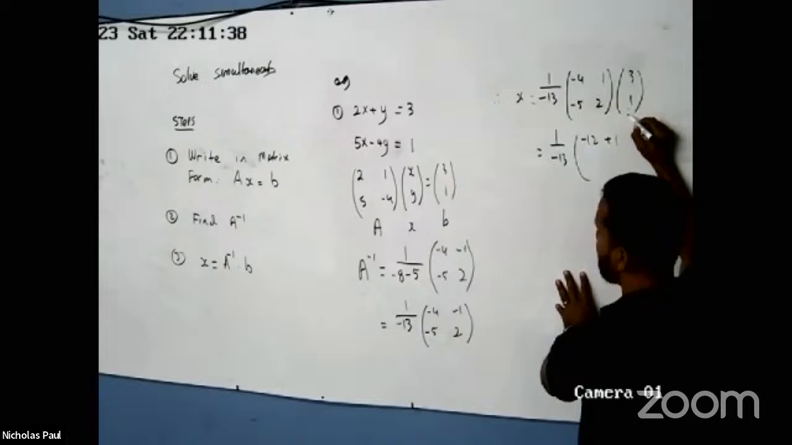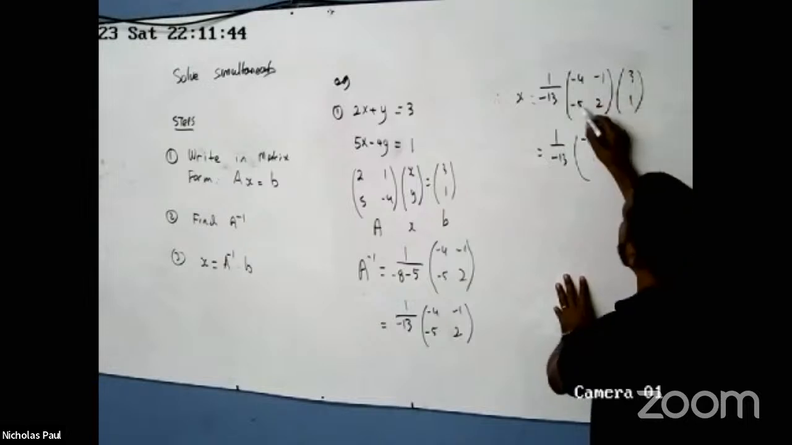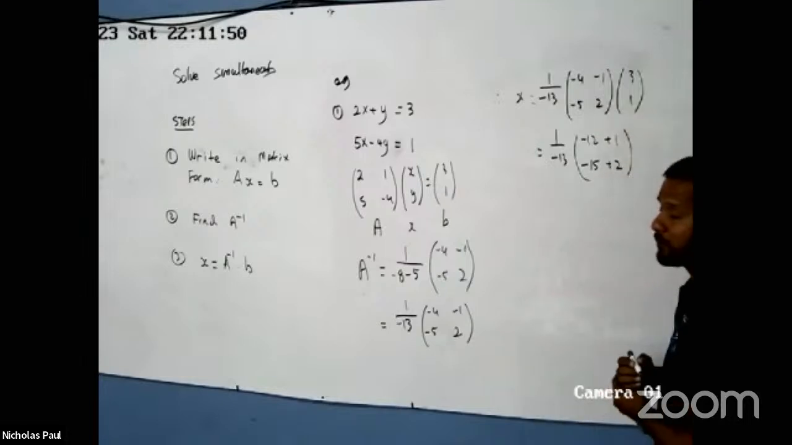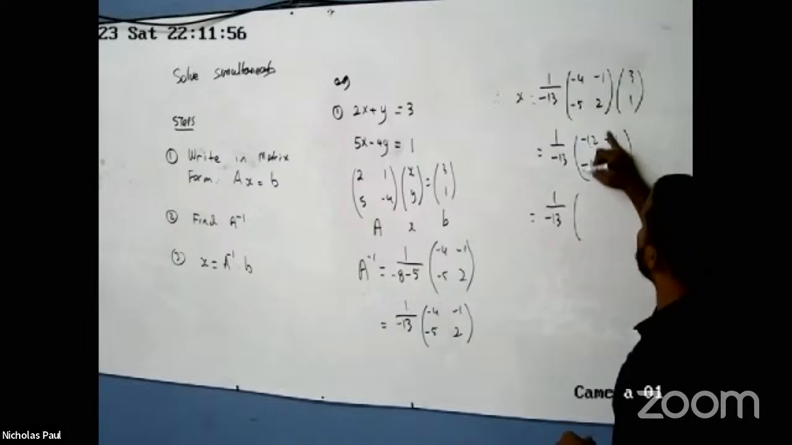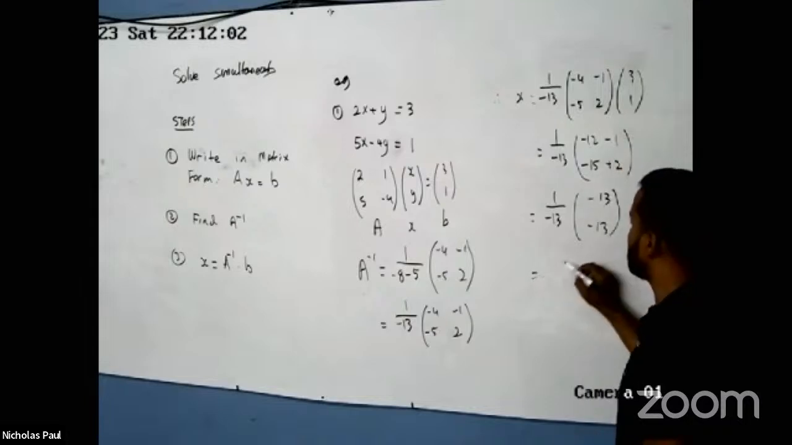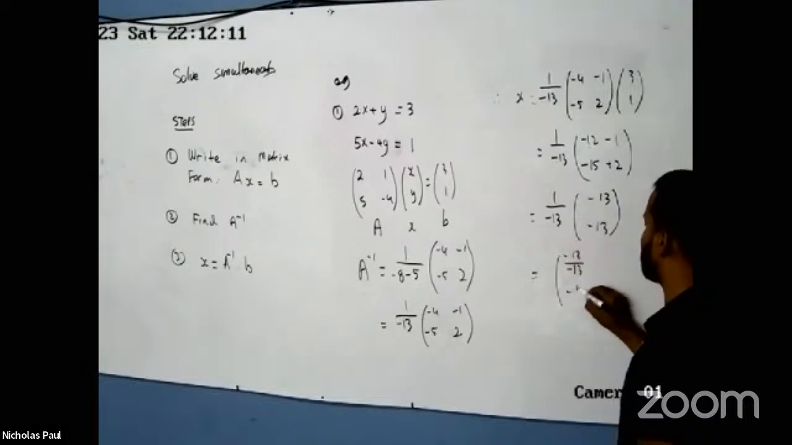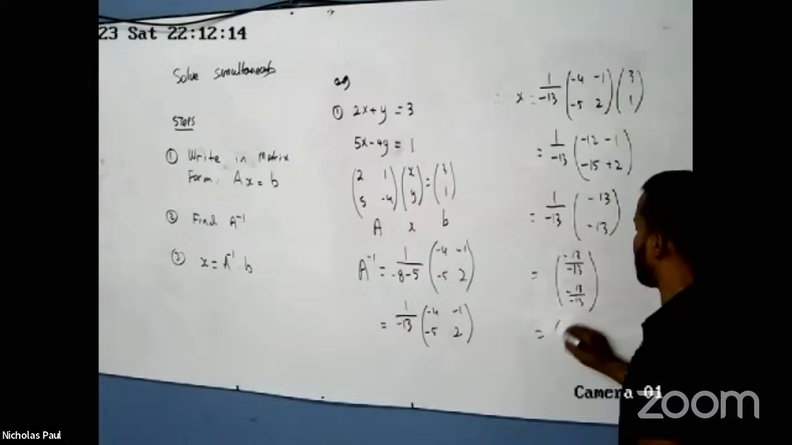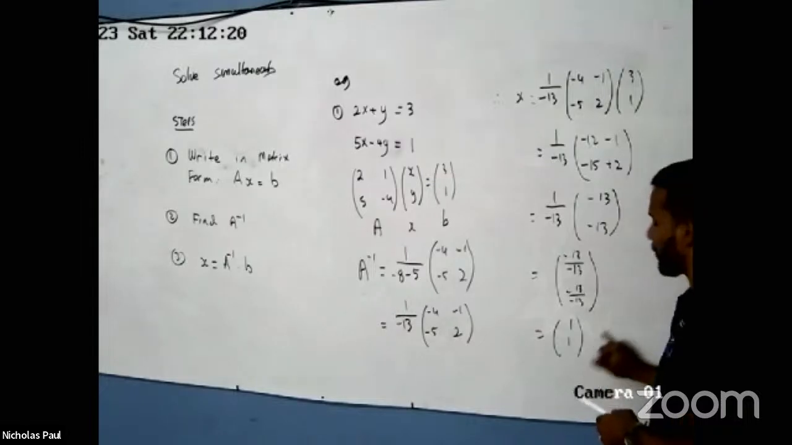So -4 by 3, minus 1 by 1. Minus 5 by 3, that's minus 15, 2 by 1. Right? And we're almost done. 1 over minus 13, and this value here is minus 13, minus 13. So that is minus 13 on minus 13, this by this, and then this by this. That will give us 1, 1. Okay, nice.